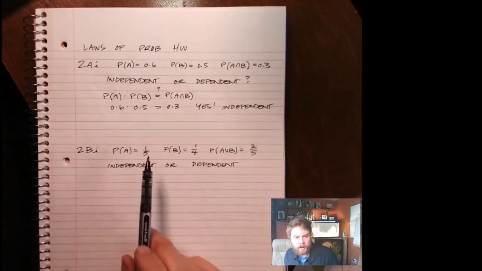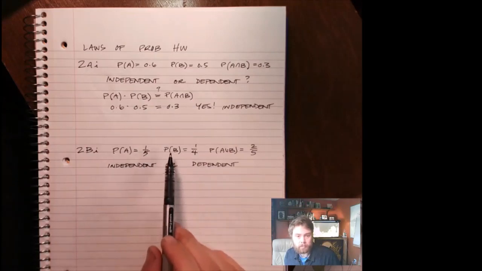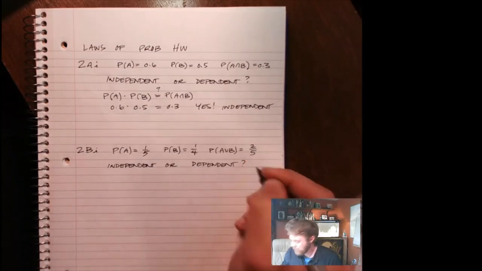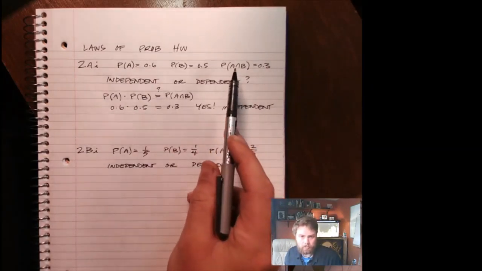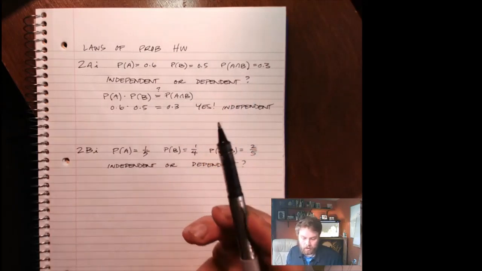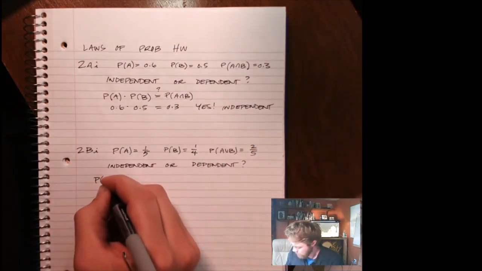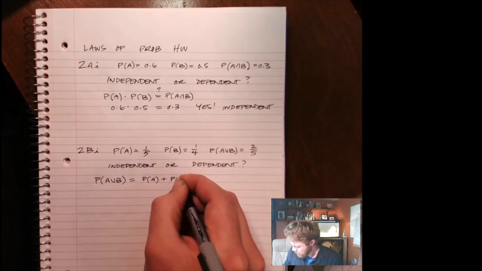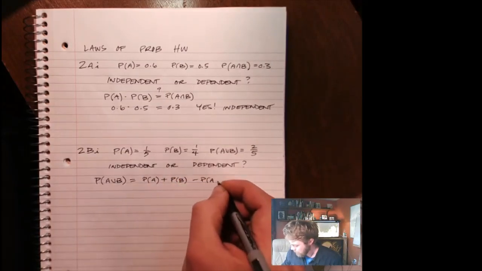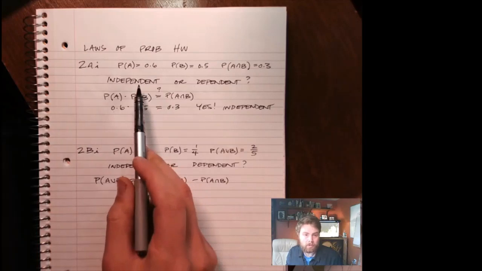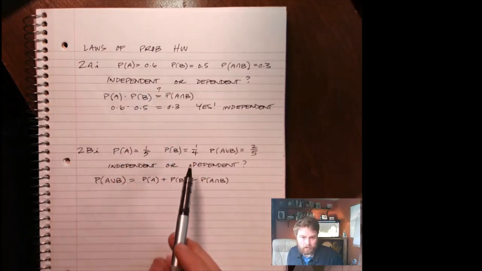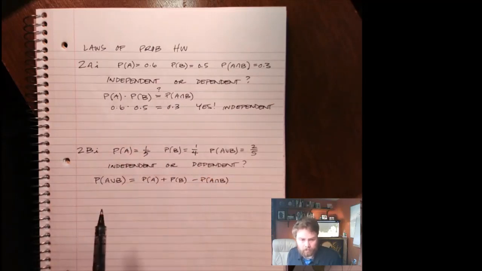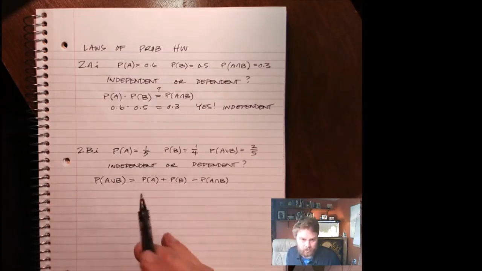Okay, so question 2bi, you've got probability A is 1/5, probability B is 1/4, and the union of the two is 2/5. Independent or dependent is the question. And this has one more extra step because we don't know the intersection yet. We do have to use one of our formulas: the union, A union B, equals A plus B minus the intersection. So before we can determine, like we did in the previous problem, whether it was equal to the intersection or not just by simple multiplication, we have to first figure out its value. There's an extra layer. So let's figure this out.